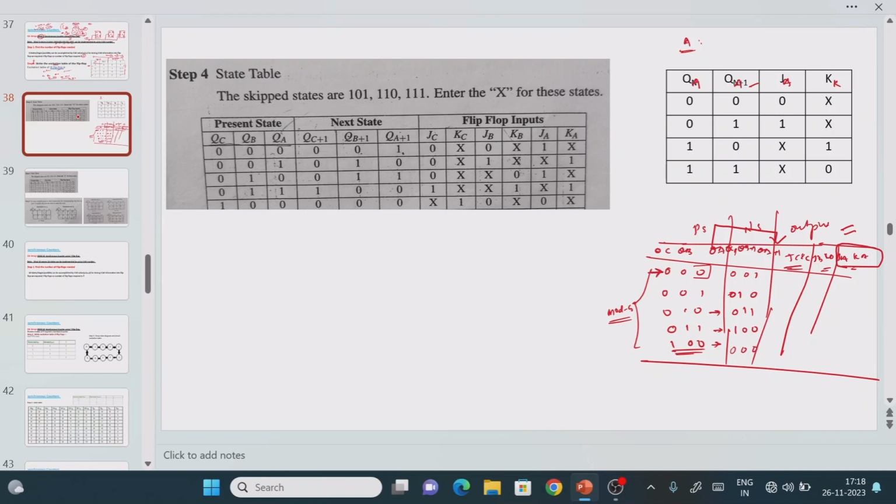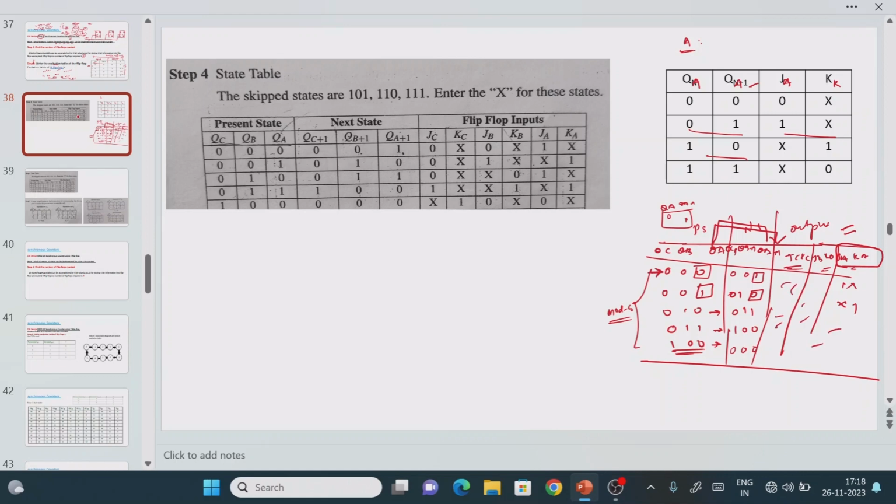Now what is this value? Present state value 0, what is the next state value? 1. So QA equals 0, QA plus 1 equals 1. What is the input value for 0, 1, right? 0, 1 means the answer is 1, cross. Next, again take QA and QA plus 1. What is the next combination? QA is 1, QA plus 1 equals 0. 1, 0 means the answer is cross, 1. So like that you have to complete this table.